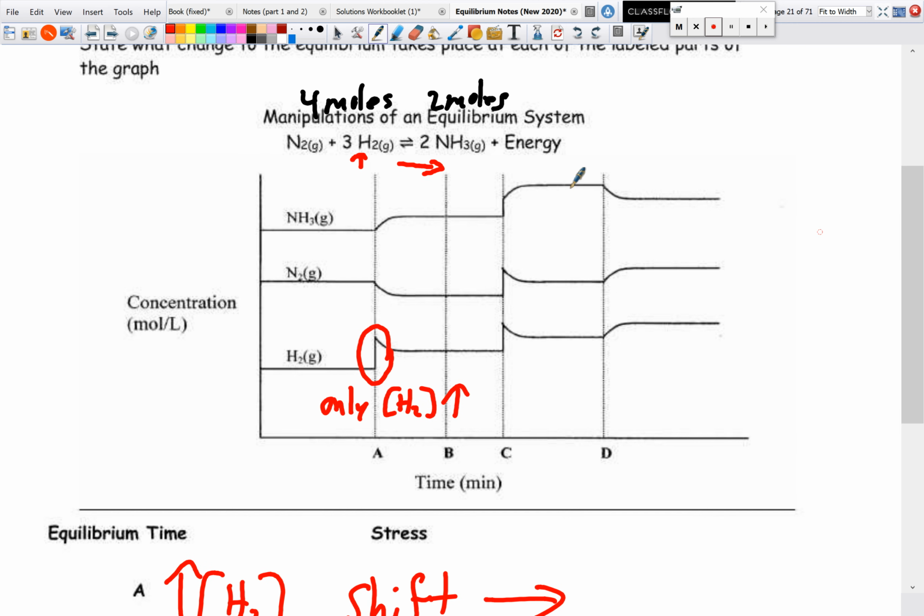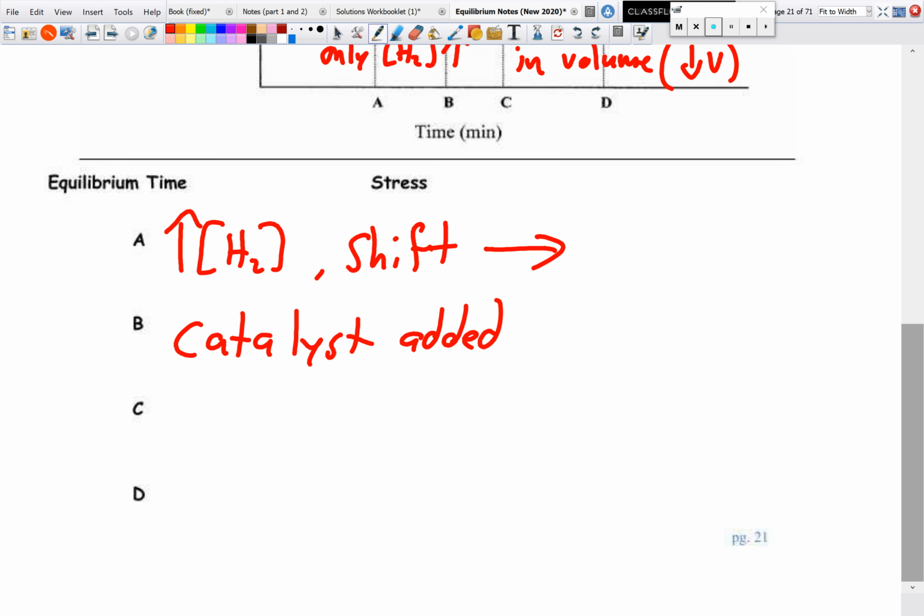Now at point C, notice how the concentration of hydrogen goes up, the concentration of nitrogen goes up, and the concentration of ammonia goes up. So we have all three changing in concentration. When this happens, there is a change in volume. In this case, if all the concentrations are going up, that means we have a decrease in volume. So that's what we have right here. At point C, we have a decrease in volume.